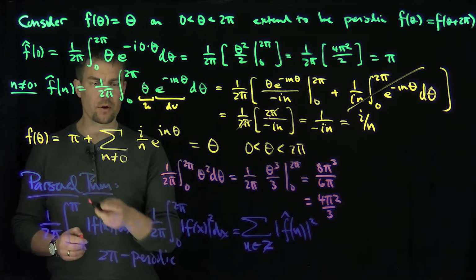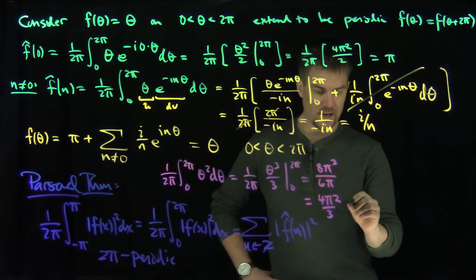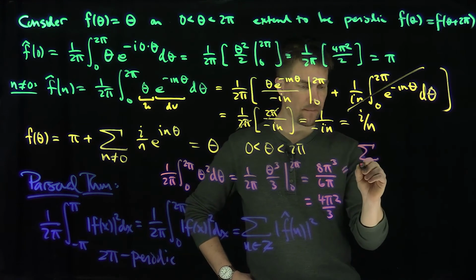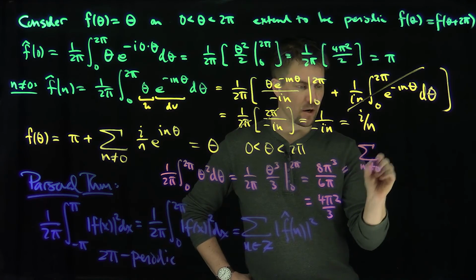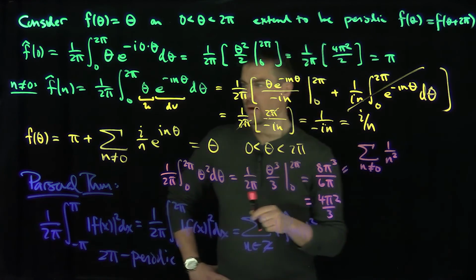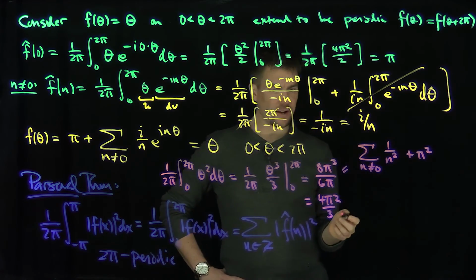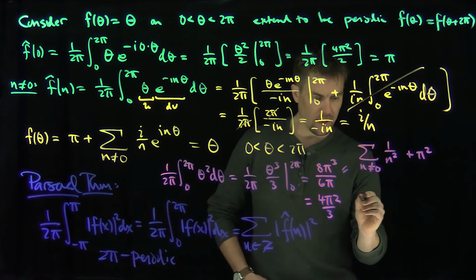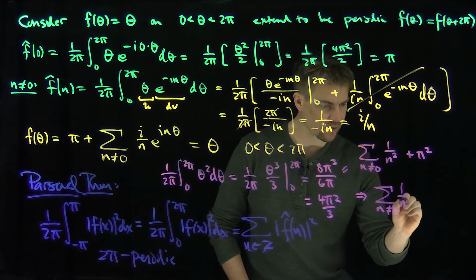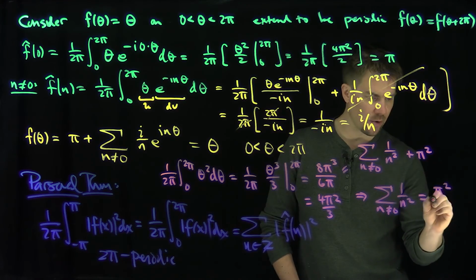And now if I sum the squares of the Fourier coefficients, what's going to happen over here? The sum of the squares of the Fourier coefficients has to be equal to the sum over n not equal to 0 of 1 over n², and then plus π². So if we rearrange this, if I subtract off π² over here, I can conclude that the sum over n not equal to 0 of 1 over n² is 4/3 minus 1, which is just 1/3, so this is going to be π²/3.